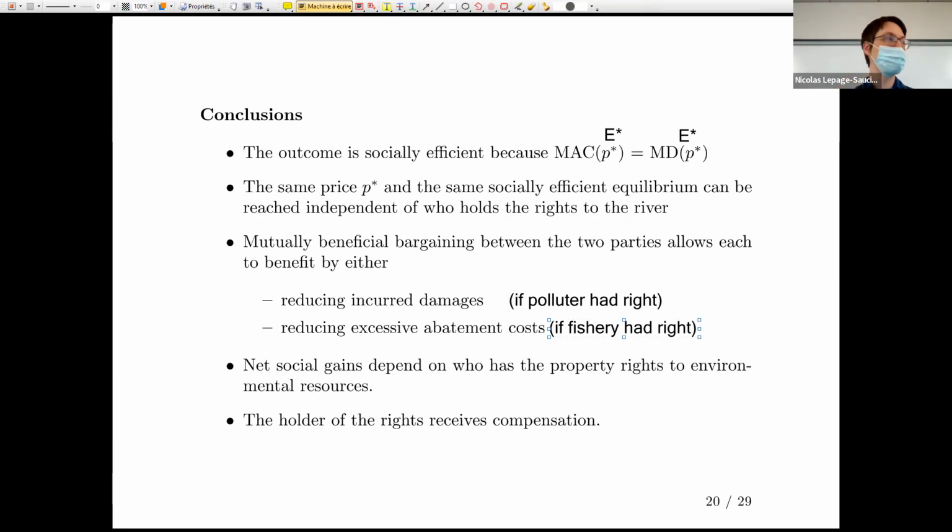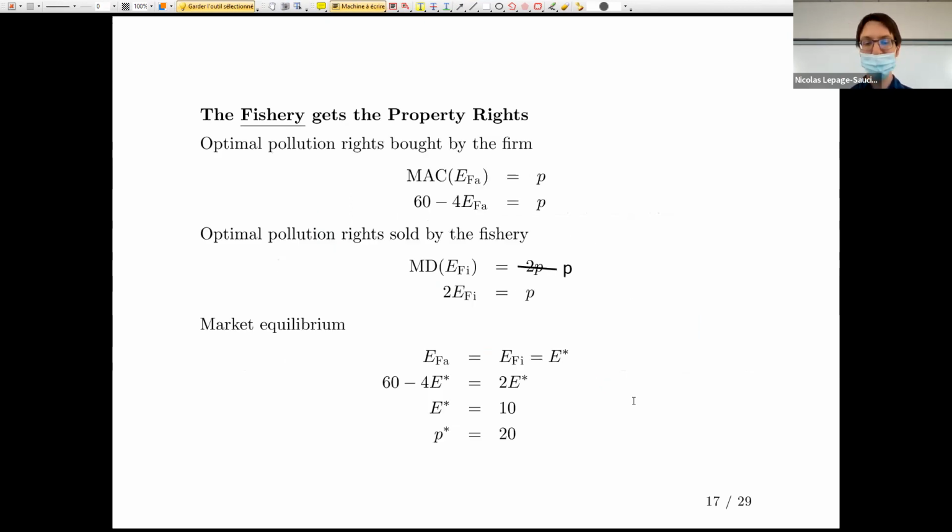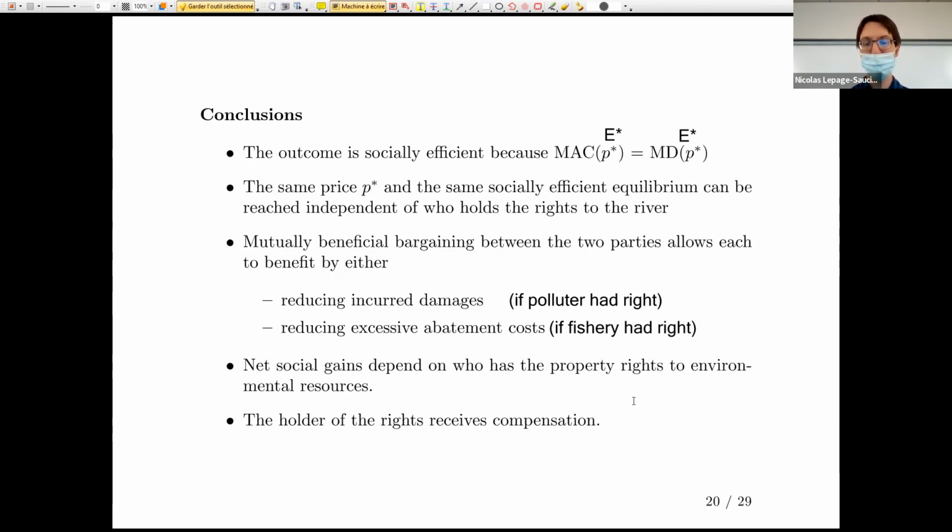So if no rights were distributed at all, if the river was just free access, then of course the polluter just did as he wanted, and we start from a situation where we had excess damage, excess marginal damage. But it's also possible that we started the other way around, where the river was already somebody else's property. But in that case, there was excessive abatement. So what is the net social gain? Well, it depends on who started with the property rights.